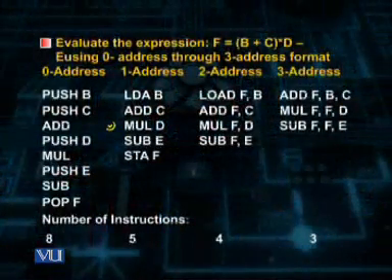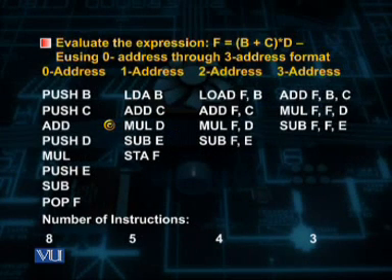Therefore, the next operation, which is multiplication of B plus C by D, is done directly by issuing the instruction MUL, which stands for multiply, followed by the address of the operand, which is D. So as a result of the execution of this instruction, the first part of the expression is completely executed, which is b plus c multiplied by d.